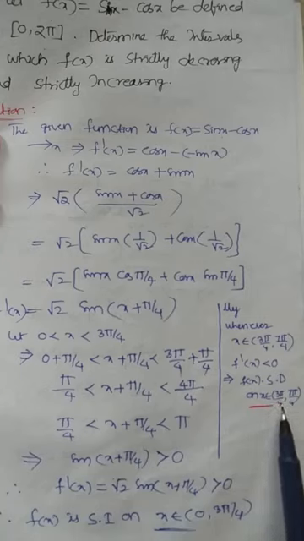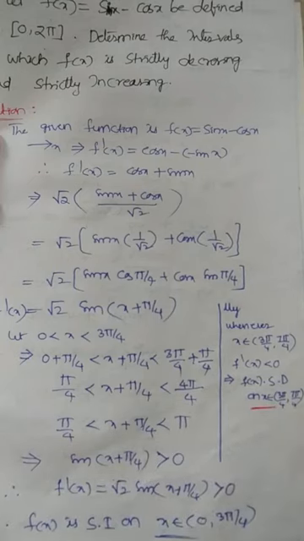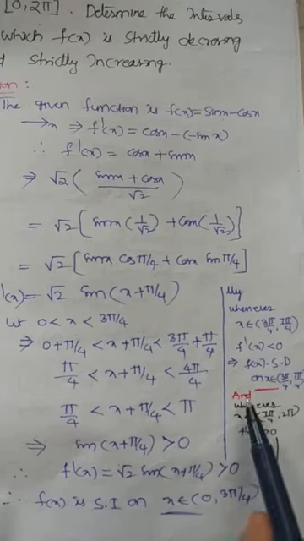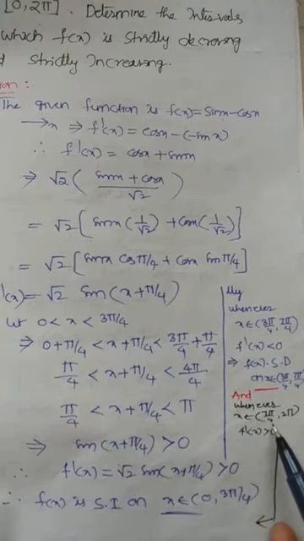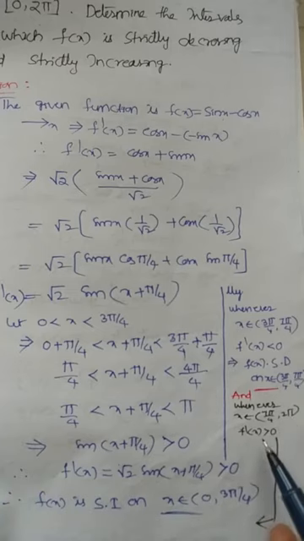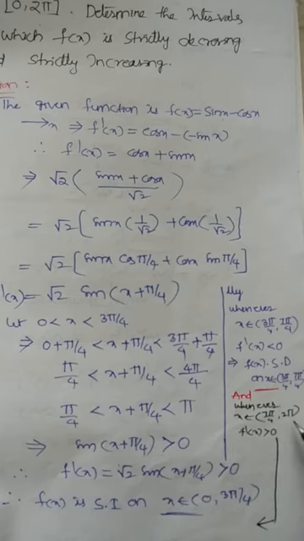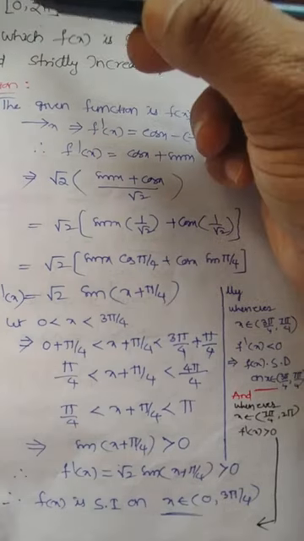So this is the second case we observed. Now the third case, and observe this case. Whenever x is belonging to 7 pi by 4 comma 2 pi, f dash of x is greater than 0. That implies for the strictly increasing conditions, we are getting two intervals between 0 to 2 pi. Here it starts with 0 and ends with 2 pi. So our domain is where to where? 0 to 2 pi.